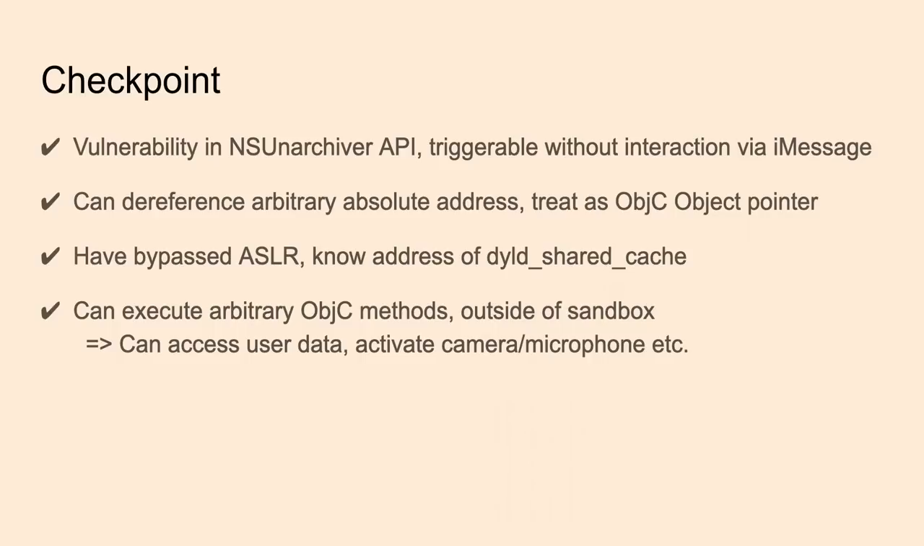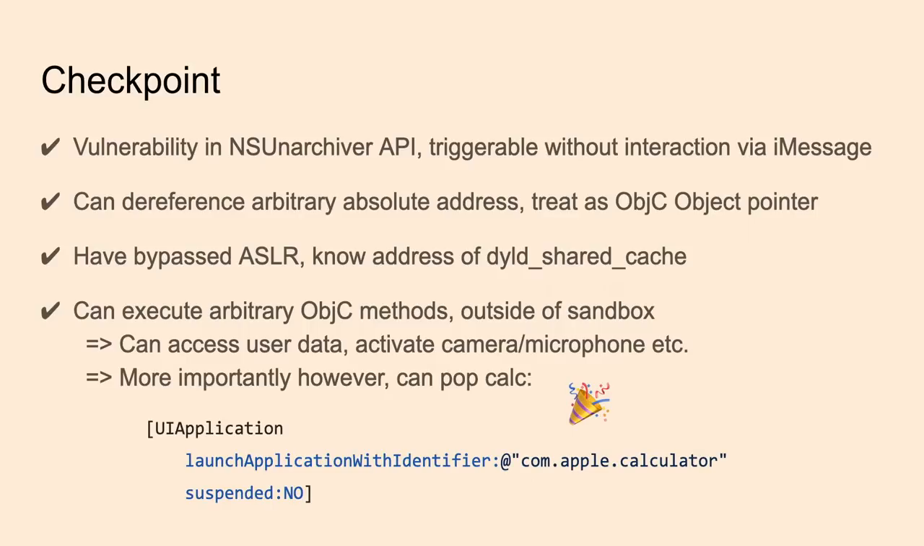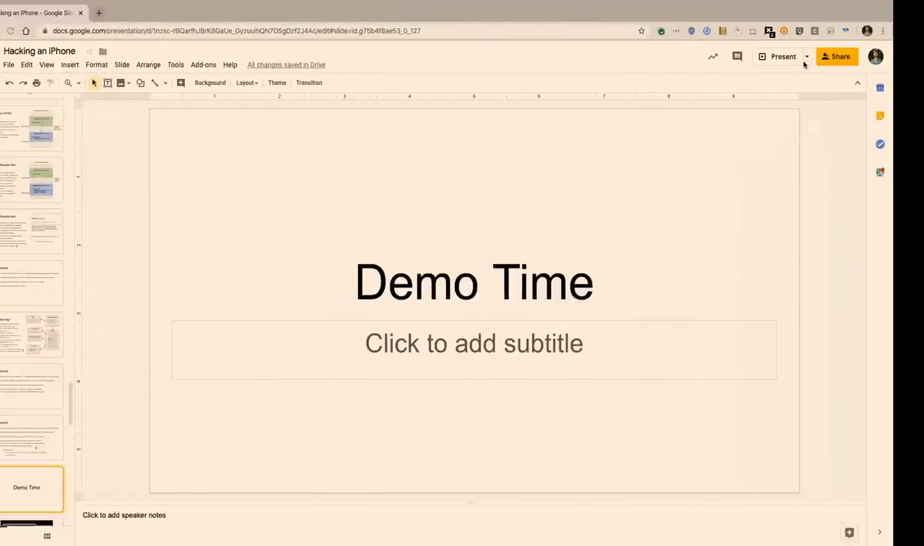Cool. So we can execute Objective-C methods outside of the sandbox. With that, we can access user data, activate the camera, microphone, etc. This is all possible through Objective-C quite easily. But of course, we don't care about that. What we want is a calculator. And this is also quite easy, with one Objective-C call, UIApplication launch application, blah, blah, blah. And so let's see if this works. Go back to the demo.